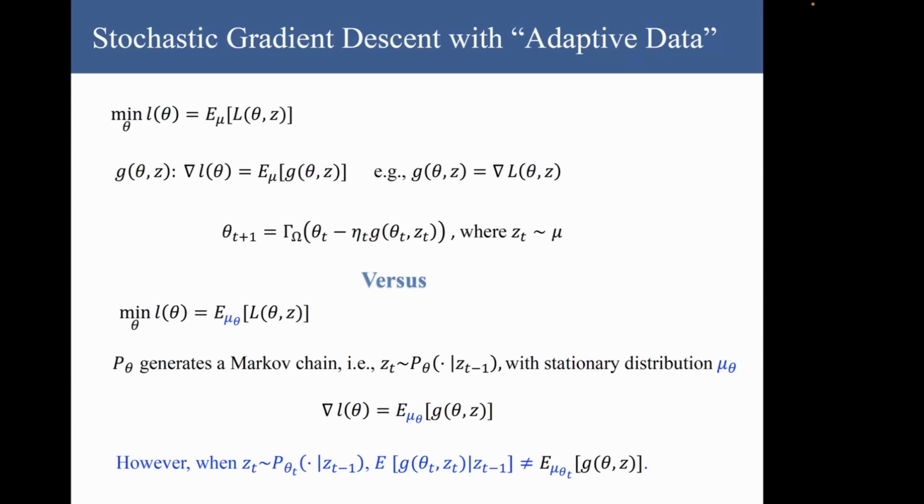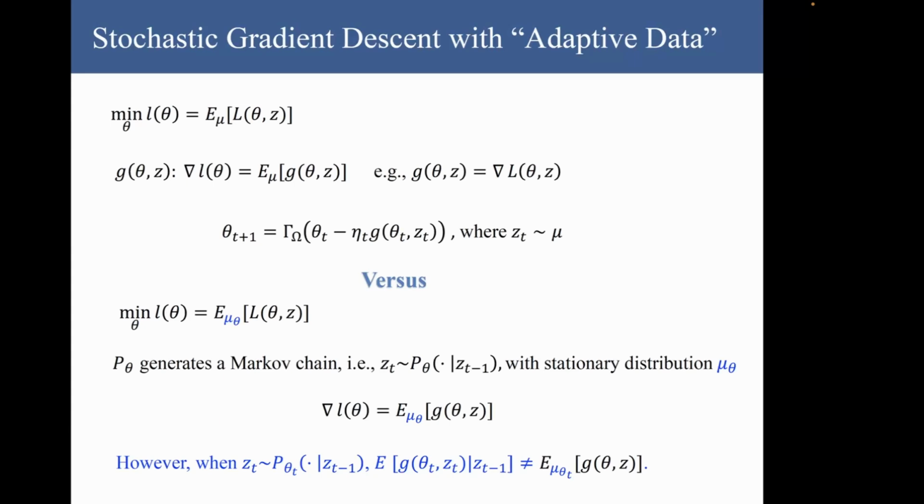Okay. Now, in particular, in this case, I'm going to assume that the underlying data is generated according to a Markov chain whose transition probability is indexed or parametrized by this parameter theta. In this case, mu theta actually corresponds to the stationary distribution of this Markov chain.